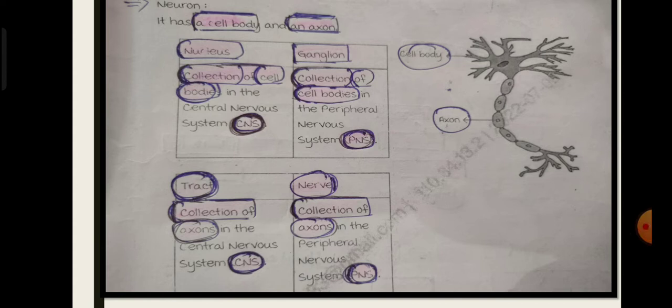A neuron contains a cell body and axons. The collection of cell bodies in the CNS is called a nucleus, and the collection of cell bodies in the PNS is called a ganglion. The collection of axons in the CNS is called a tract, and the collection of axons in the PNS is called a nerve.